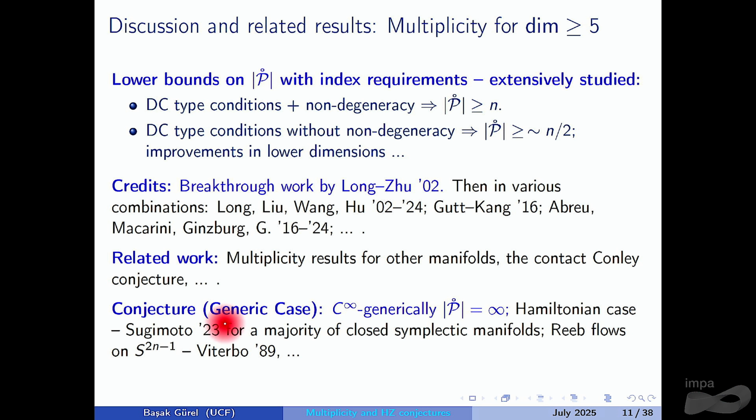Then you can also ask the questions from a generic existence perspective. We know some here too. For instance, Reeb flows on the standard sphere generically have infinitely many, going back to Viterbo in '89. This is, I think, resonance relations is the main thing here.